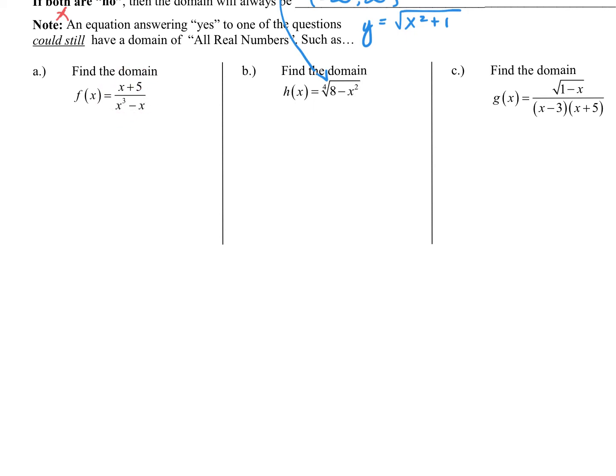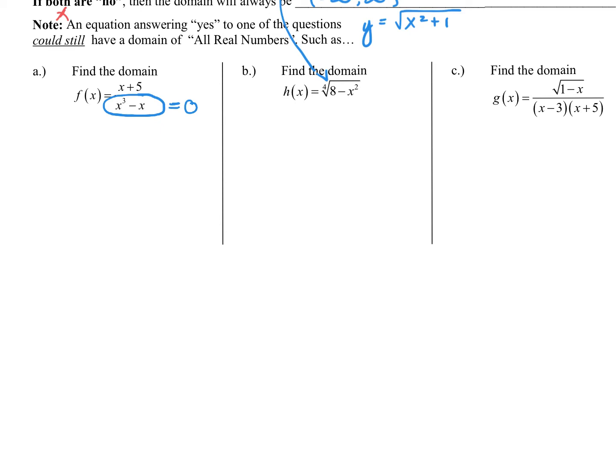Are there variables in the denominator? Yes. So we're going to focus on the denominator because that is where a domain restriction might happen. We're going to look at that denominator and set it equal to 0. We're kind of mentally setting it equal to 0, but some students even like to write that out.